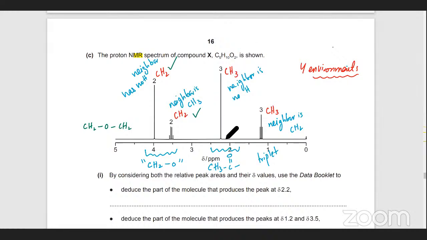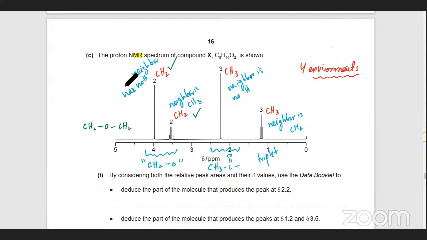फिर ये देखा था कि this is around 2.2 and we figured out from the data booklet that this is probably CH3 next to C double bond O. So which is why it's also a singlet because the neighbor has no hydrogen. And then you have this CH3. अब बाकी molecule draw करना that's kind of easy. कि यहाँ तक क्लियर है सारों को? Is this clear? Yes, sir. ठीक है.